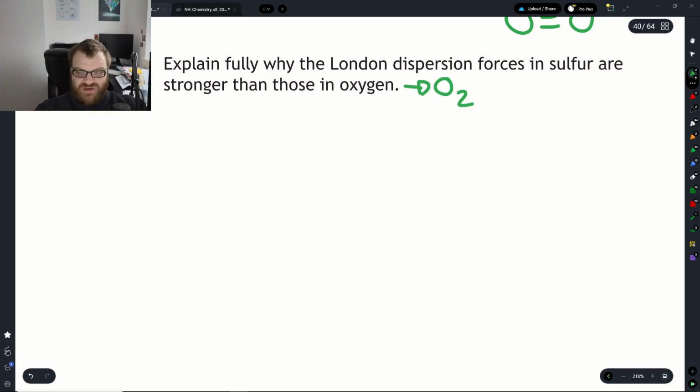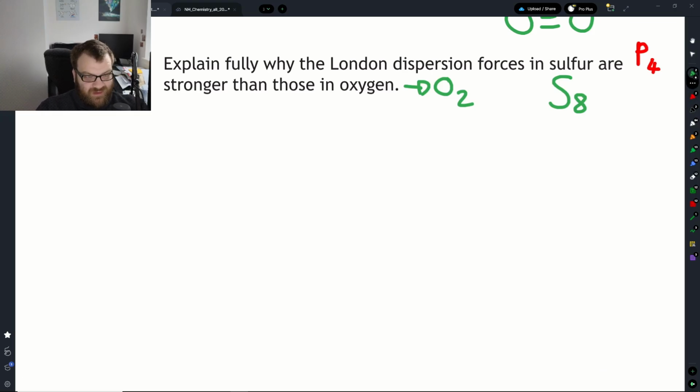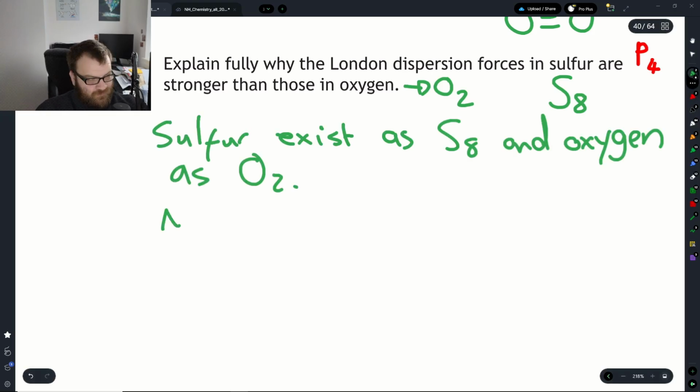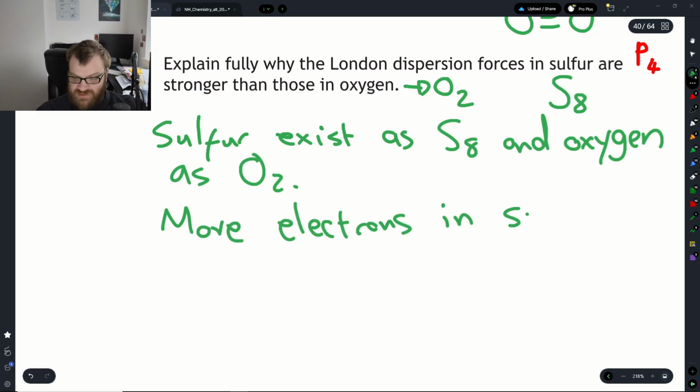Sulfur is covalent molecular as well, but it's S8. It's a larger molecule. The other one is P4 for phosphorus. Sticking with these two, sulfur, there's more electrons in the sulfur molecules, therefore they will have the stronger London dispersion forces.